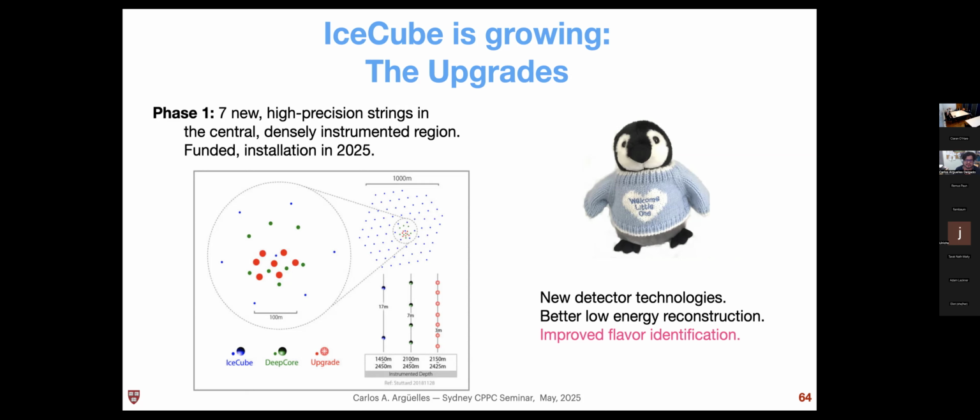One of the great things we're going to do with this upgrade is look very carefully. We have lots of calibration devices to look very carefully at the ice properties. That's going to improve all the reconstruction of our archival data and flavor identification.